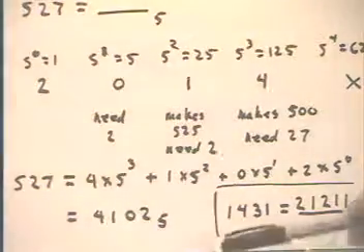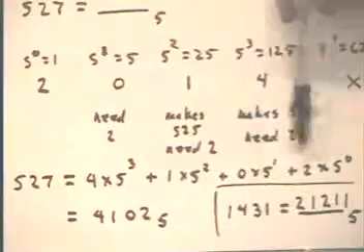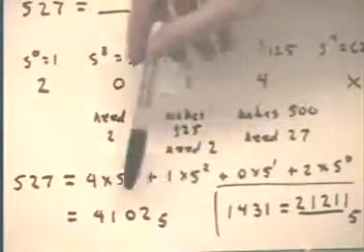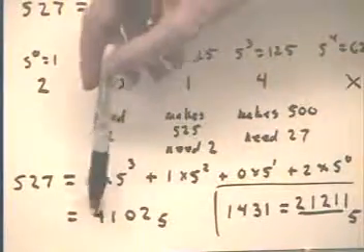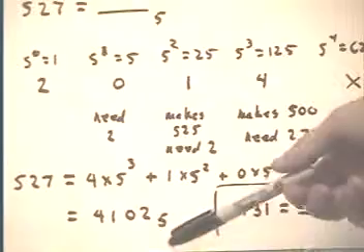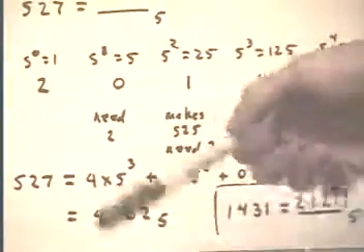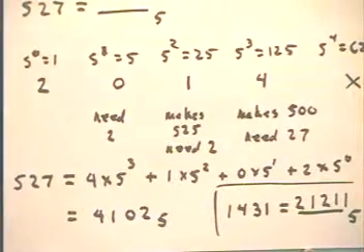In base 5 notation, that's exactly what this number means. 2 times 5 to the 0, plus 0 times 5 to the first, plus 1 times 5 squared, plus 4 times 5 cubed. So here we get this number, 527, expressed in base 5 notation. Okay.